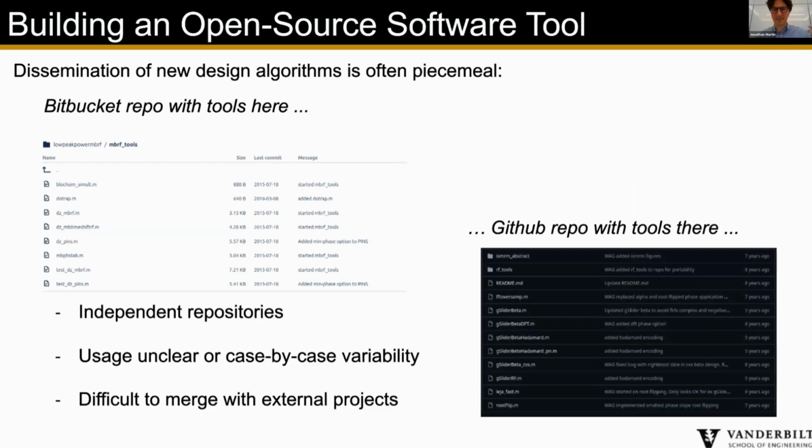And so we made, I think, collections of lots of independent repositories with their own usages. They're unclear, or had case-by-case variability with dependencies a lot of the time. So they would be very difficult to merge with external projects or make work, things developed by lots of people over a long period of time.